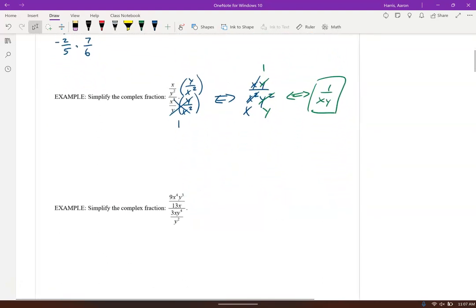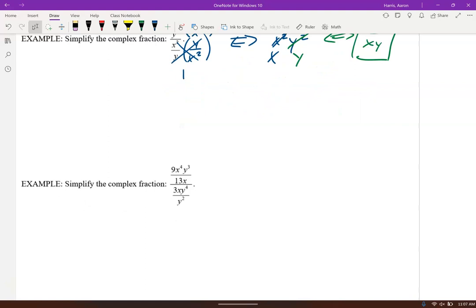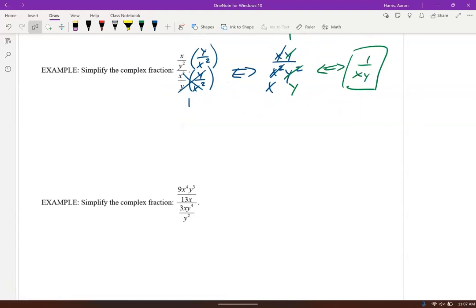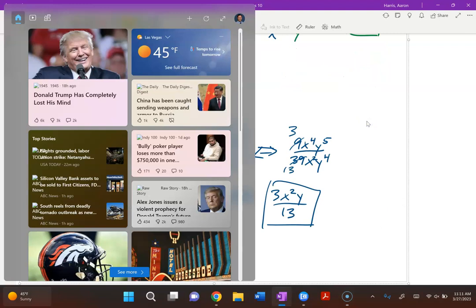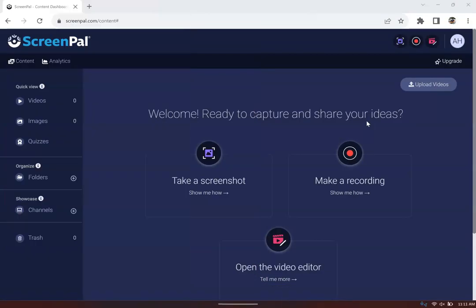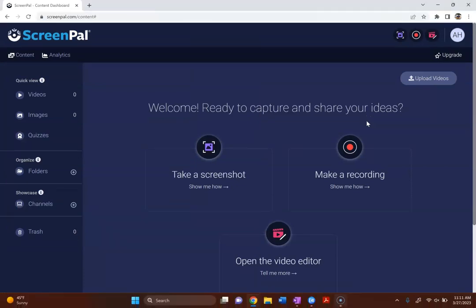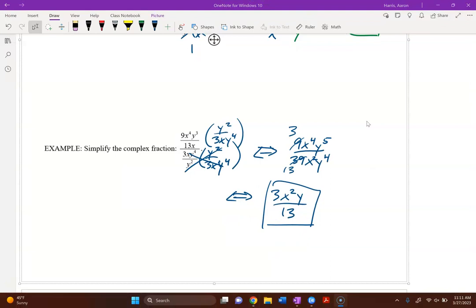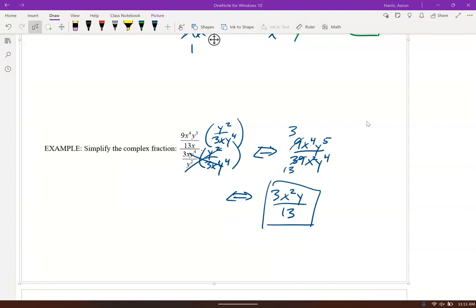Let's do a little bit more complex, if you will. This one, let's go ahead and multiply it by the reciprocal. In fact, I'm going to make this a u try. Why don't you try this one? Sorry, guys. There we go. All right, go ahead and check yourself there. Multiply by the reciprocal. Should get that 3x squared y over 13.